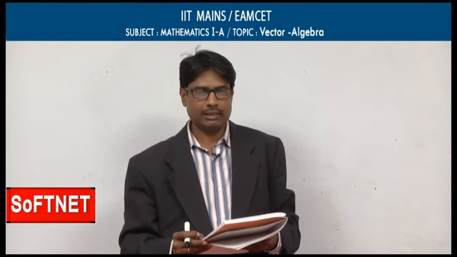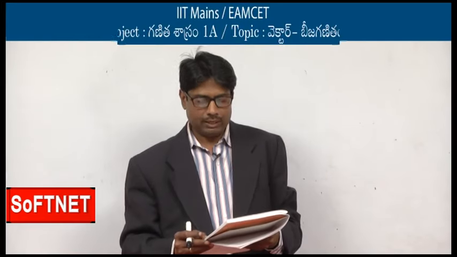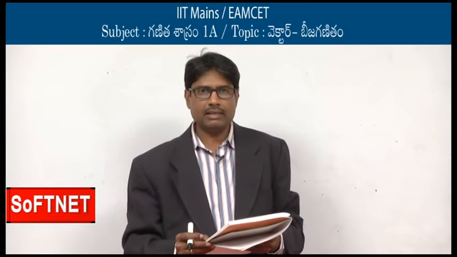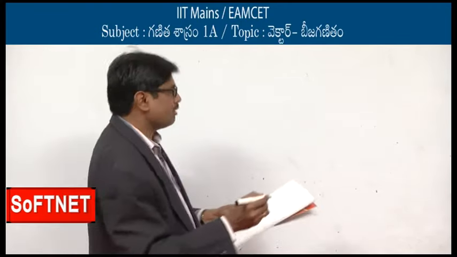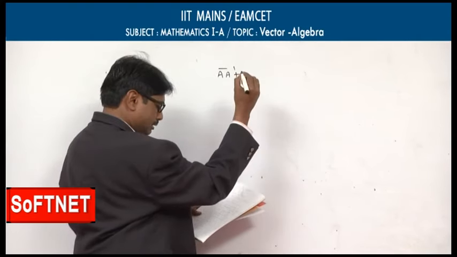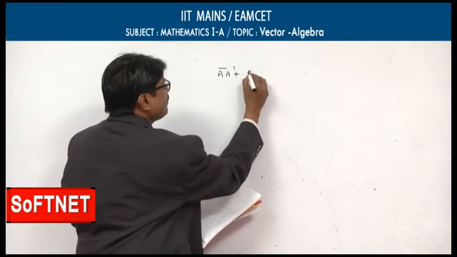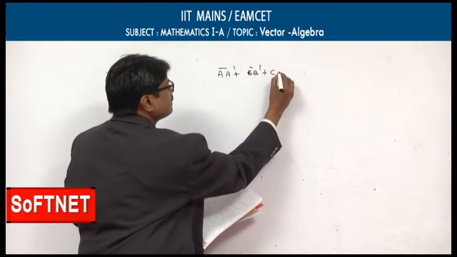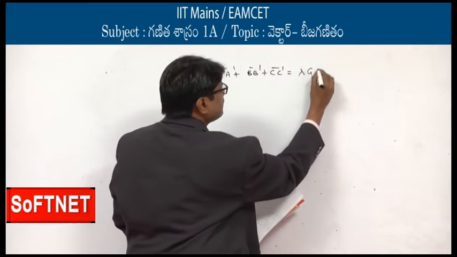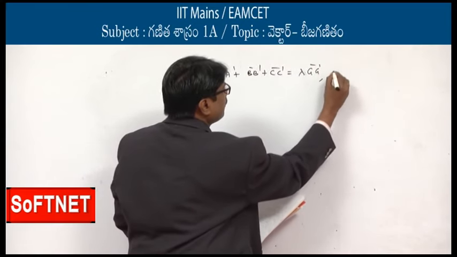Just now we calculated. G is the centroid of triangle ABC and G dash be the centroid of triangle A dash B dash C dash. Then find the value of AA dash bar plus BB dash bar plus CC dash bar is equal to lambda times of GG dash bar, then find out lambda value.